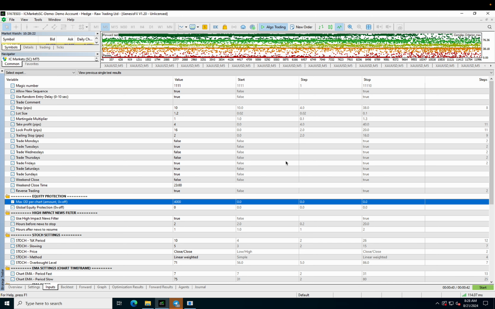Make sure to give yourself a bit of leeway. For example, if your prop firm says that they allow you to have 5% max daily drawdown, maybe go with 4.5% or 4%, just in case.